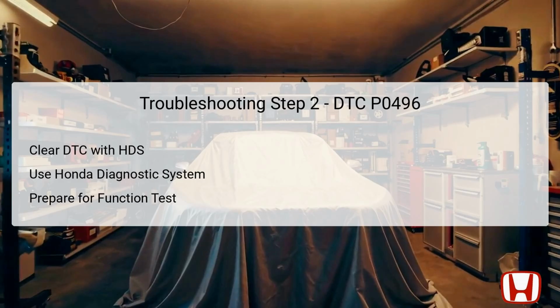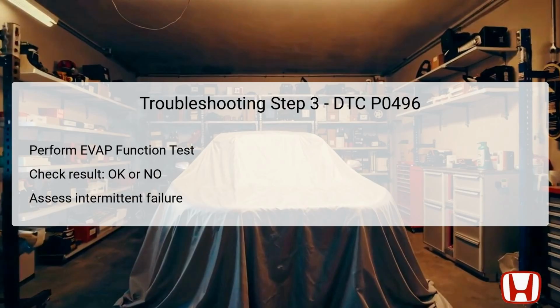After clearing the DTC, the next action is to perform the EVAP function test from the inspection menu. This specific test checks the operation of the EVAP system and can confirm whether the high purge flow issue reoccurs, making it easier to determine the state of the system.